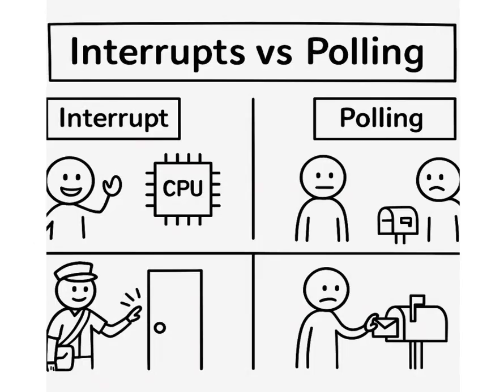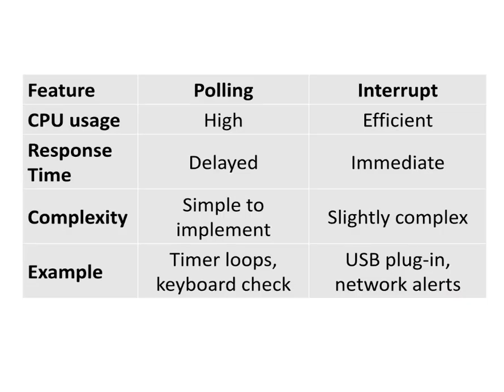Let's simplify this with a real world example. Here, as you can see, polling is like someone checking their mailbox again and again even when it's empty. On the other hand, interrupts are like a postman ringing the bell only when mail arrives. This shows how interrupts notify the CPU only when needed, while polling keeps asking repeatedly. It's quite annoying, right? So let us understand the features of polling and interrupt.